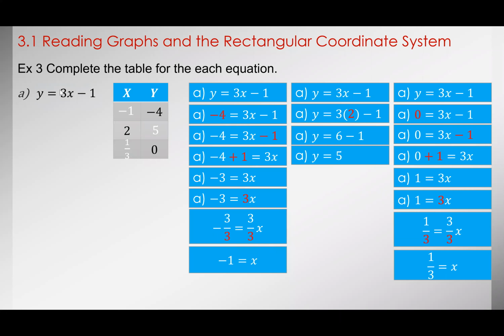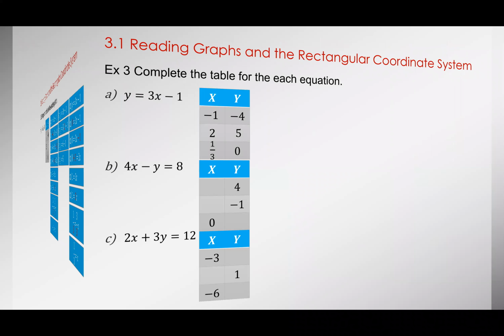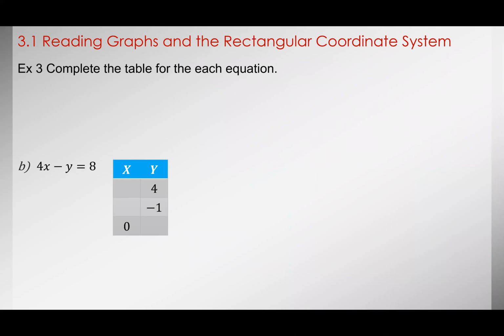Basically, you plug into your original problem the corresponding letter, and then solve for the unknown. So let's try B. Let me eliminate the A and the C away. If you look at B, it's a little bit different.